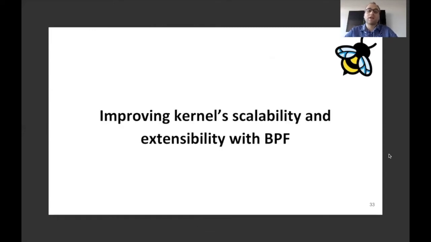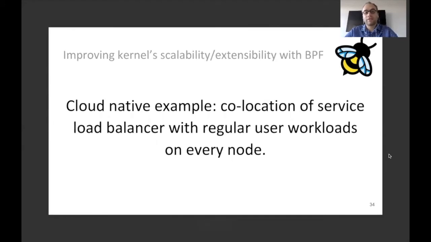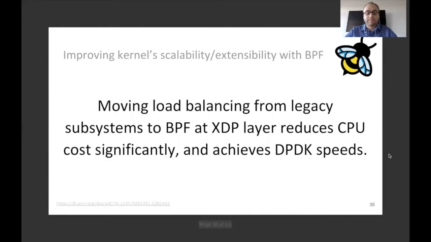So that's one area. Then another one is improving the kernel scalability and extensibility with BPF. Let's take a look at the cloud native example. Oftentimes, service load balancers are co-located with regular user workloads on every node. That's, for example, the case with Kubernetes. And you can really gain a lot and reduce CPU costs significantly if you move the load balancing from legacy subsystems, for example NetFilter, over to BPF at the XDP layer. And you can even achieve DPDK-like speeds with it.